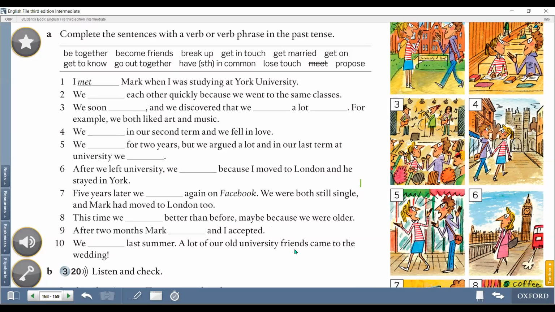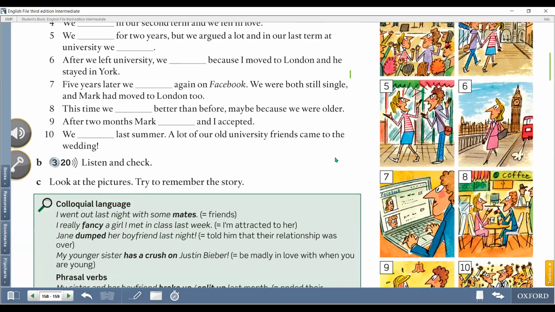This time we got on better than before, maybe because we are older. Better. We got better. We got on better than before. Yes, very good. Maybe because we were older.